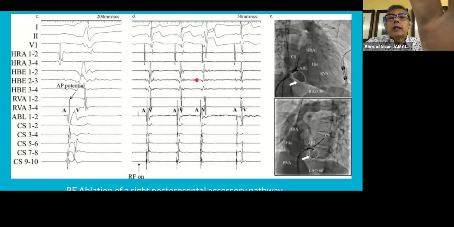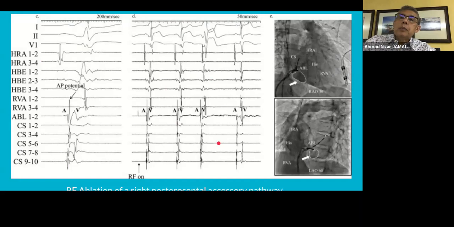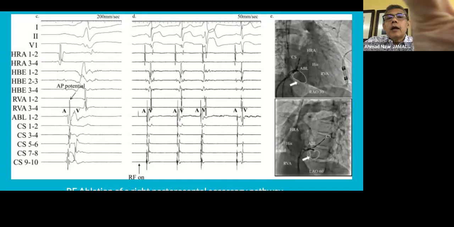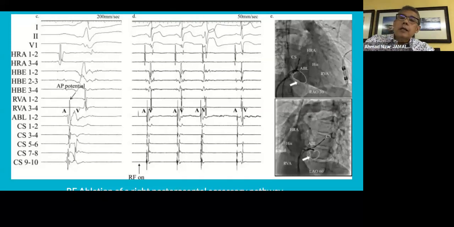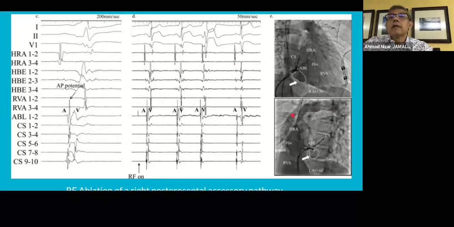Now, the next few panels, the next few lines, are based on the catheters we place inside the heart. We receive signals from the HRA, which is the high right atrium, the HB, which is the His bundle electrogram, the right ventricular apex, the RVA, and the ABL, which stands for the ablation catheter, so that's signals coming from the ablation catheter. You also have a catheter in the coronary sinus. You notice that when the RF ablation is turned on, that is the panel in the middle, right?